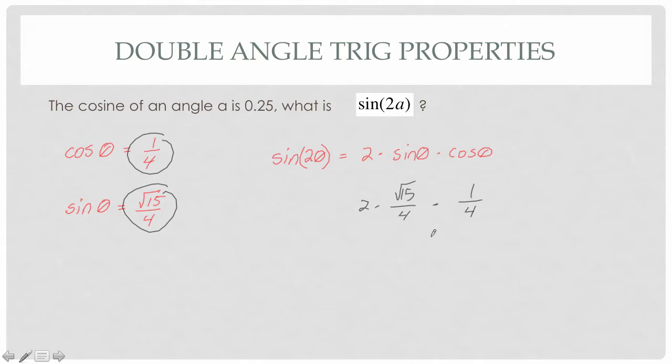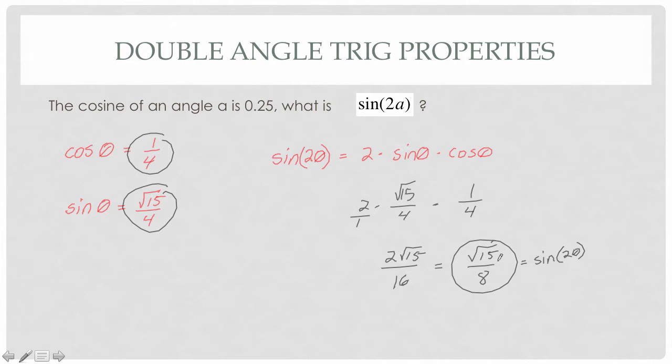2 times 1, so that equals 2 times the square root of 15 in the numerator. Think of that 2 as 2 over 1. And then on the bottom, I've got 16. We can simplify that into the square root of 15 over 8. So that is what the sine of twice the angle has to equal: square root of 15 over 8.